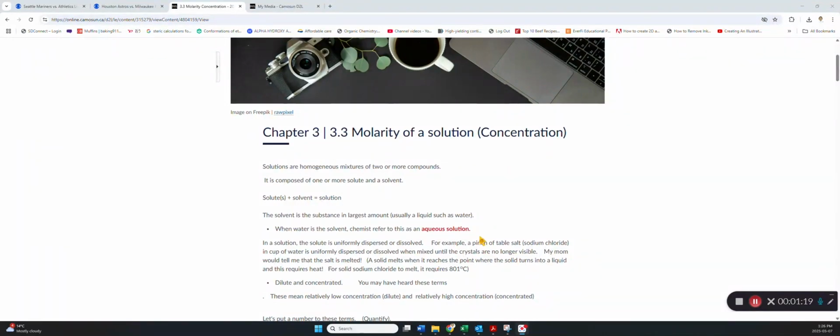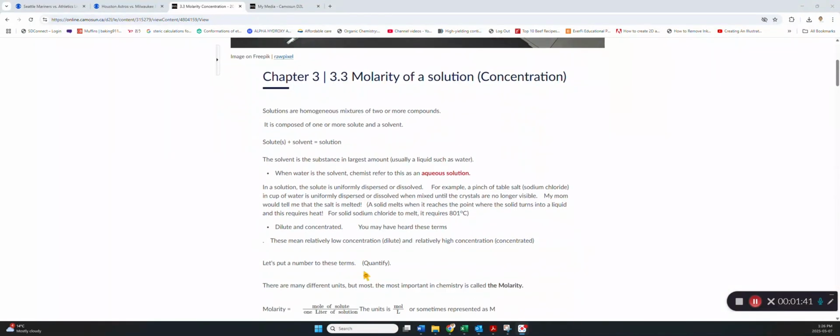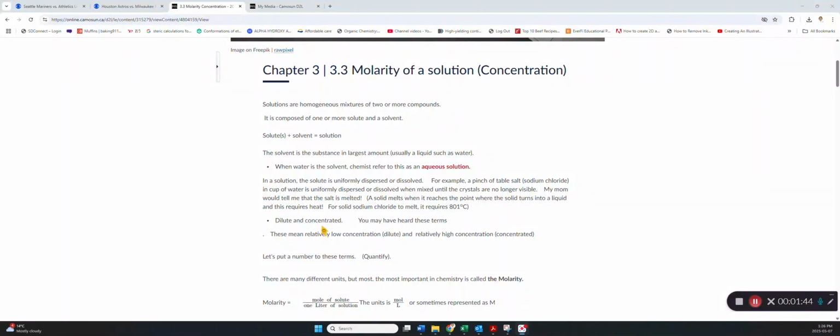Sometimes you'll find that you get 90% ethanol in water. So for example, 90 grams of ethanol in 10 grams of water. You think that ethanol should be the solvent, but it's the water that dilutes. You add water to dilute the ethanol down to a lower concentration. And that's why we have dilute and concentrated. Dilute is low concentration, concentrated is high concentration. You may have heard these terms already.